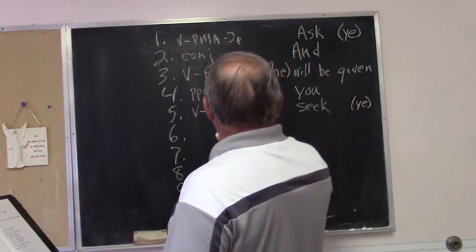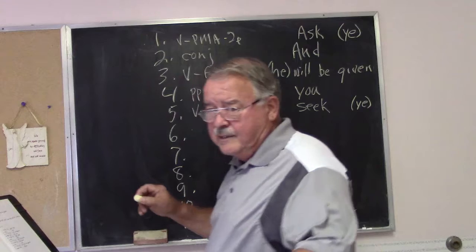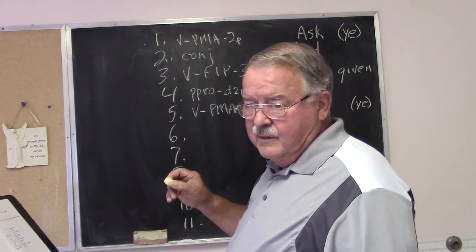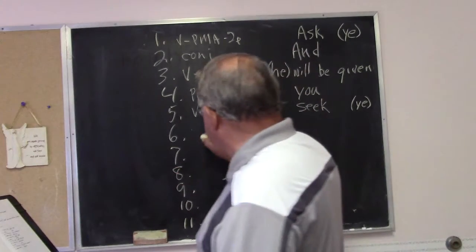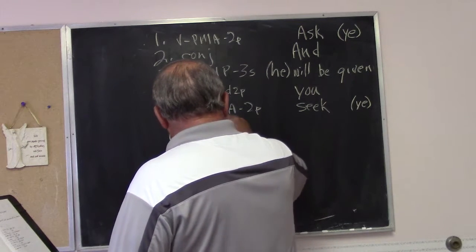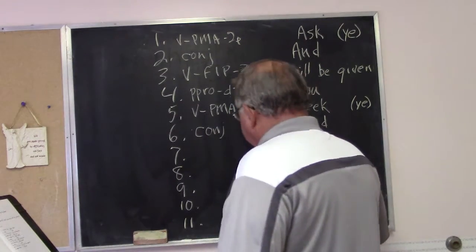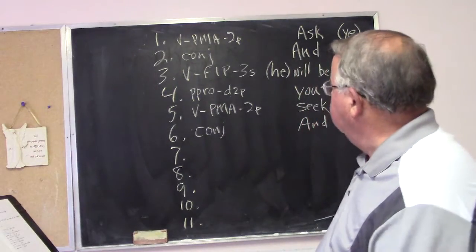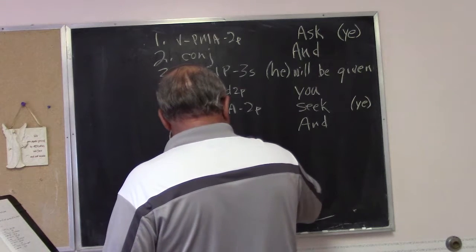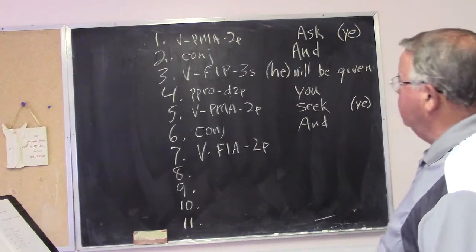And then what's the next word? Oh, wait, verse 6. The sixth word. 1, 2, 3, 4, 5, 6. Conjunction. Yeah, it's that conjunction again. 'Cause I knew what was coming. It's "and" again. Kai. Yep. And the seventh word is V-FIA-2P. All right, this is interesting.